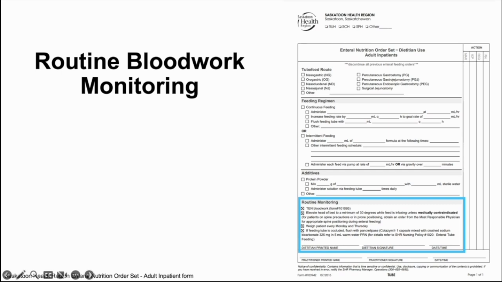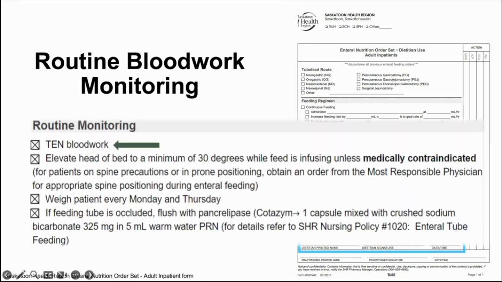One of the key parameters we use to monitor EN therapy is blood work. It is quite common for hospitals to have standardized enteral nutrition order sets that include orders for routine blood work following the initiation of EN. This is an example of the standardized order sets for adults that is used in Saskatoon hospitals. As you can see, routine blood work, denoted here as total enteral nutrition, is part of the order set.